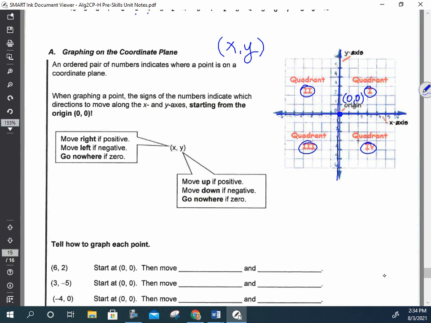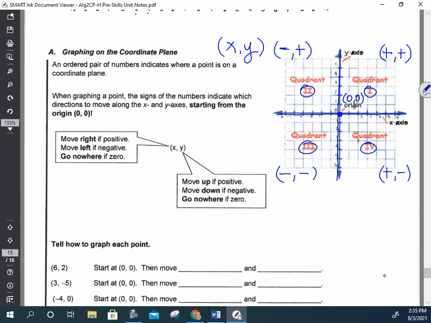Quadrant 1 would consist of all positive numbers, so the x value would be positive and the y value would be positive. In Quadrant 2, your x value would be negative and your y value would be positive. That's true for all of the numbers that are inside of it. In Quadrant 3, both numbers would be negative. And in Quadrant 4, the x value would be positive, but the y value would be negative.